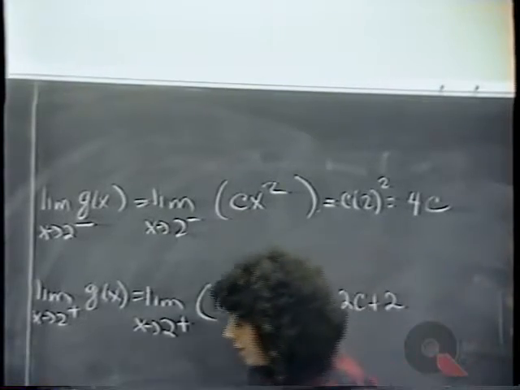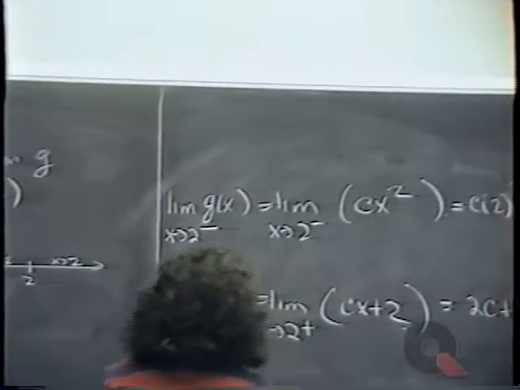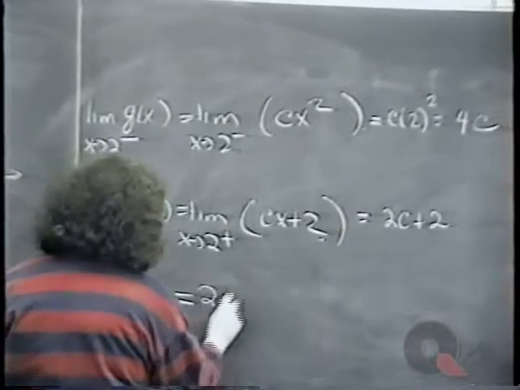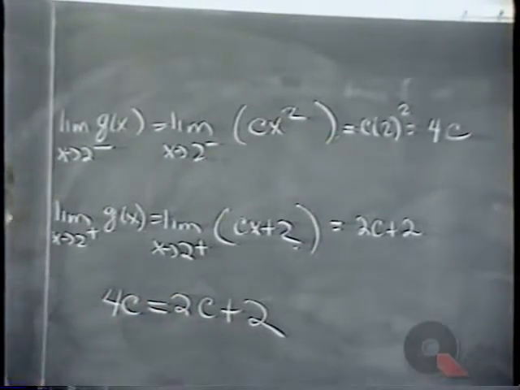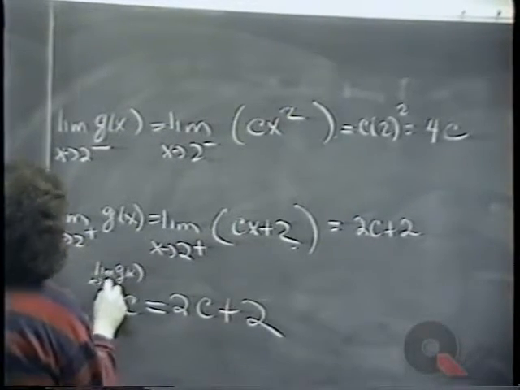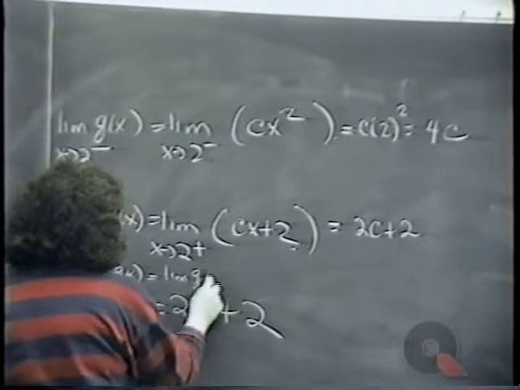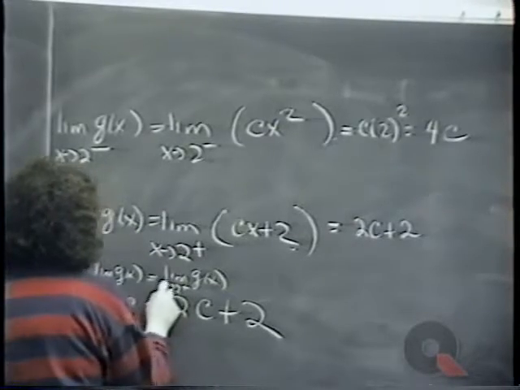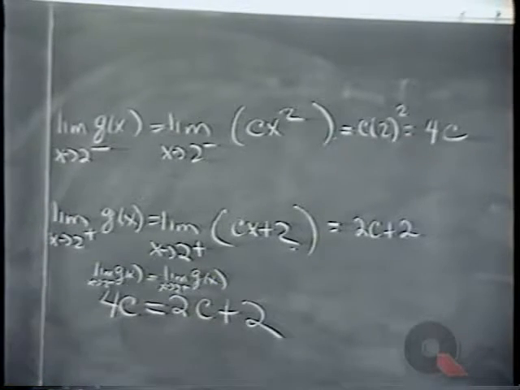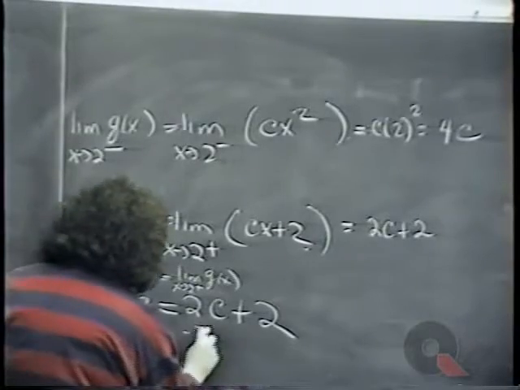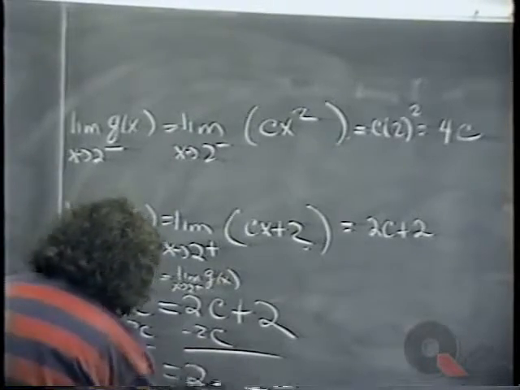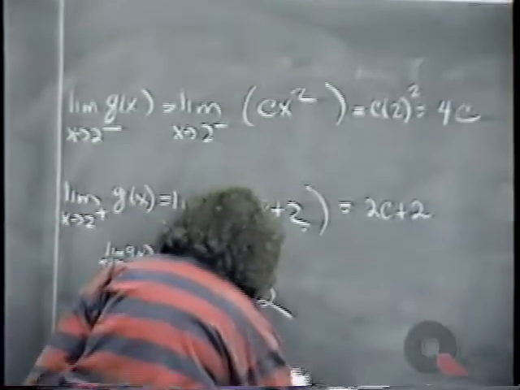Okay, in order for the limit of g of x as x approaches 2 to exist, the limit from the left and the right have to match. So 4c has got to be equal to 2c plus 2. The limit of g of x as x approaches 2 from the left has got to be equal to the limit of g of x as x approaches 2 from the right. If these things are equal, then we can say the limit of g of x as x approaches 2 exists. Well, these will only be equal if, subtracting 2c from both sides, 2c equals 2, dividing by 2, c equals 1.